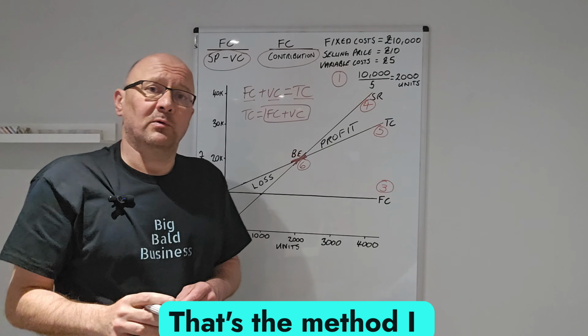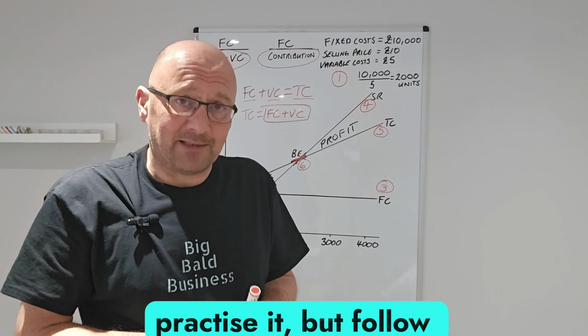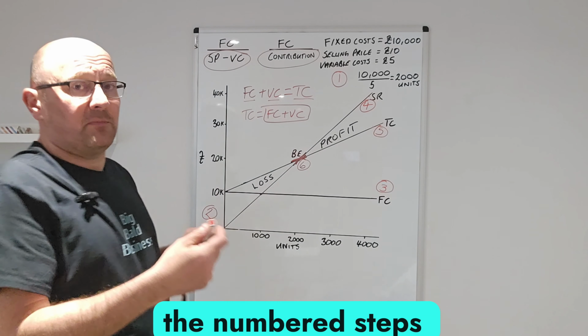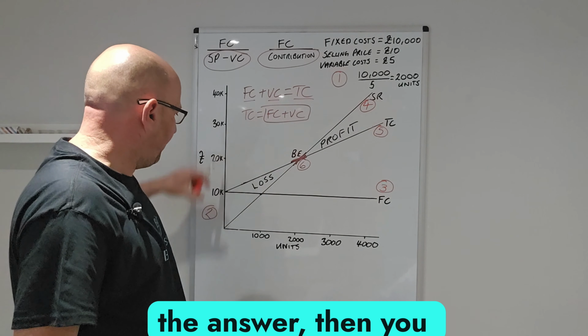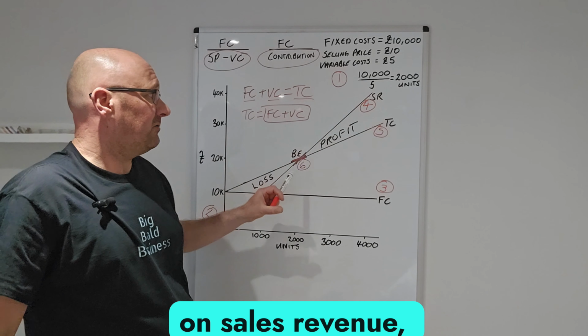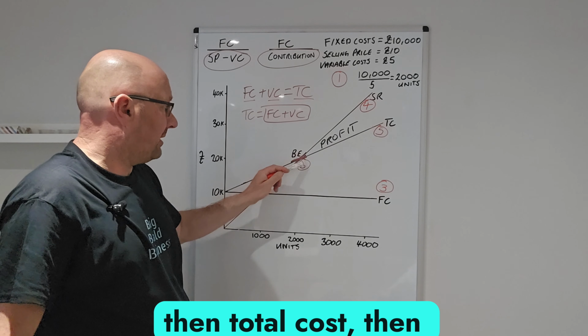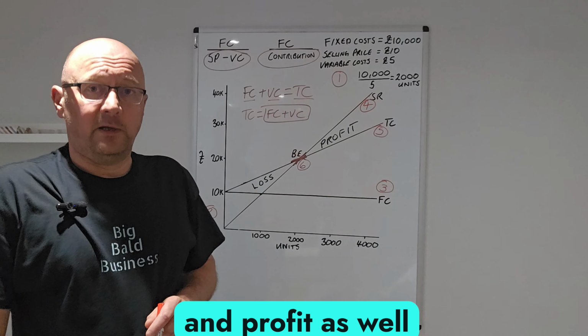That's a method I would say to use. What I would do is go off and watch this video a couple of times, practice it, but follow the numbered steps like I've said. So first of all, you work out the answer, then you put on the axes, then you put on the fixed cost line, then you put on sales revenue, then total cost, then you put the other bits and pieces in: the break-even point, loss and profit as well.